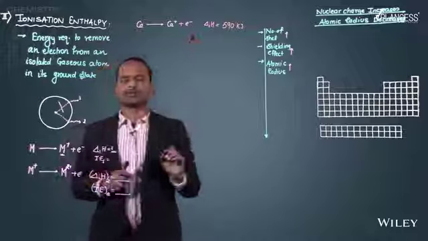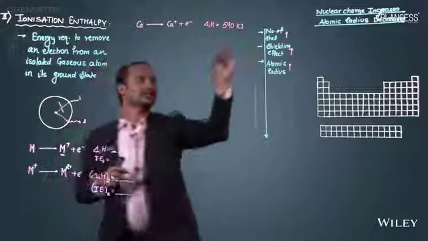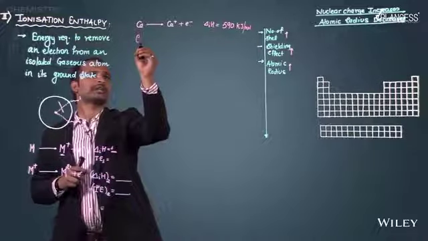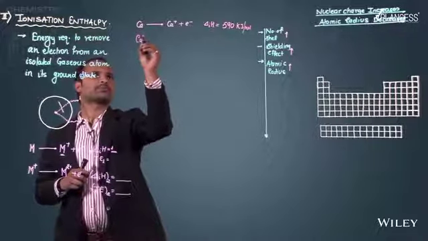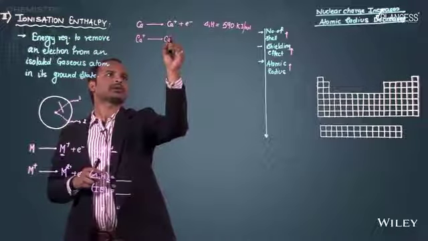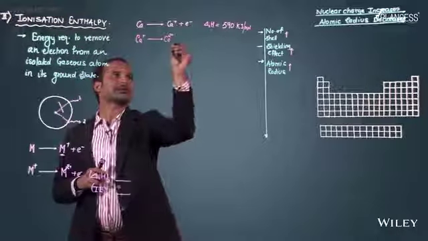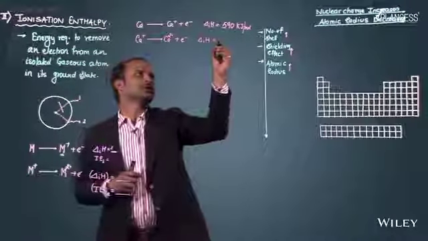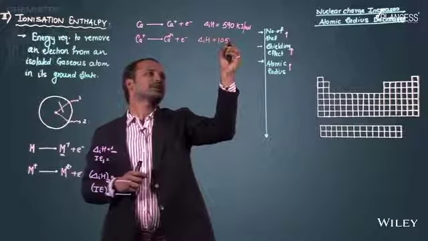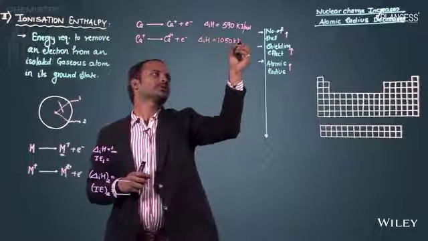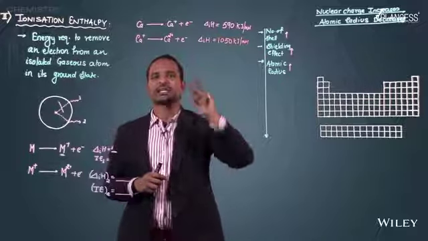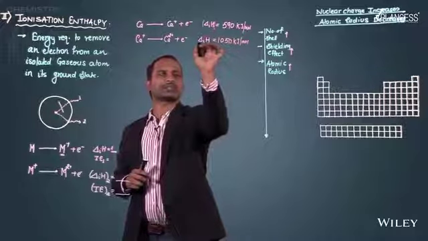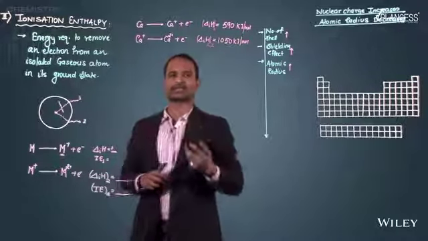Now one electron is removed, and I want to remove the second electron. This will come out from calcium plus, which after losing one more electron becomes calcium 2 plus. When I measure the second ionization enthalpy, the value is approximately 1050 kilojoules per mole. From this data, I can say that the first ionization enthalpy is always less than the second ionization enthalpy.